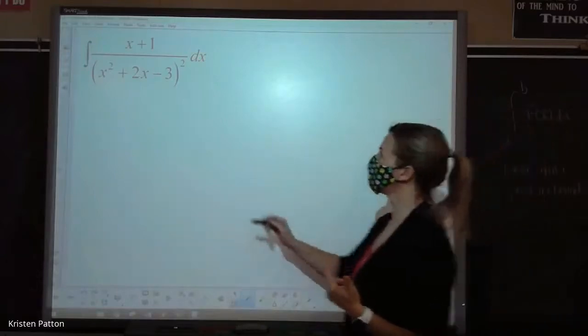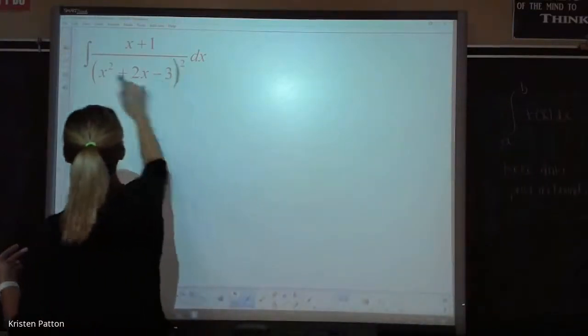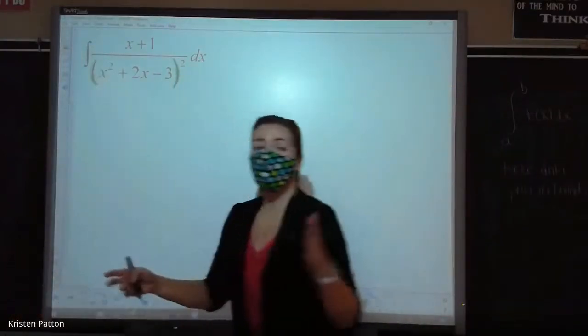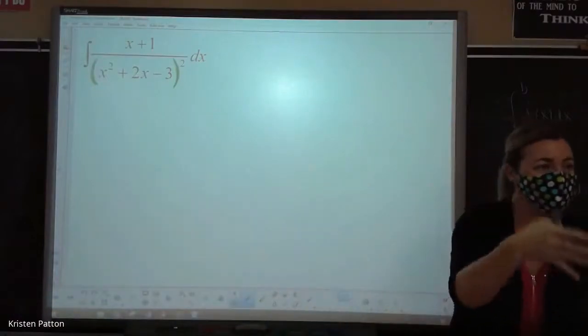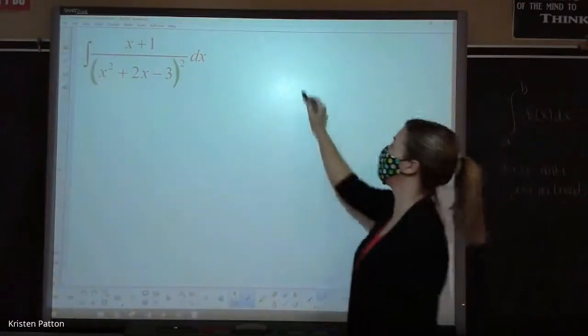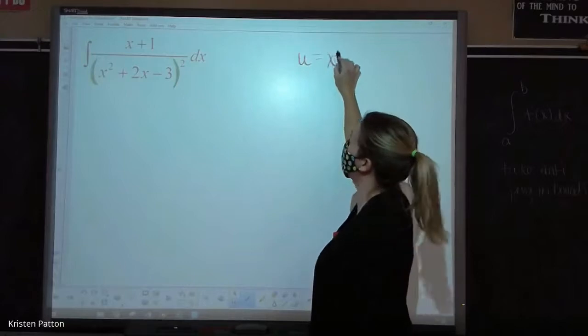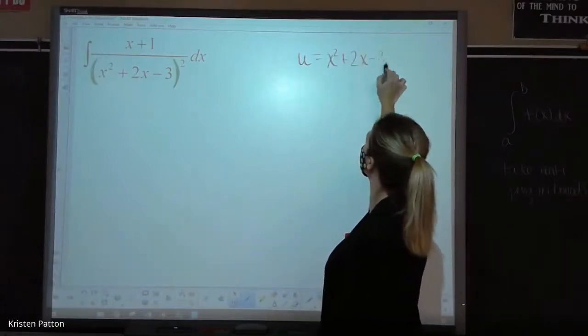And so when I look at this one, I see some parentheses. So maybe I'm going to start with what's inside the parentheses. And it may not work, but I'm going to start with u equals x squared plus 2x minus 3.